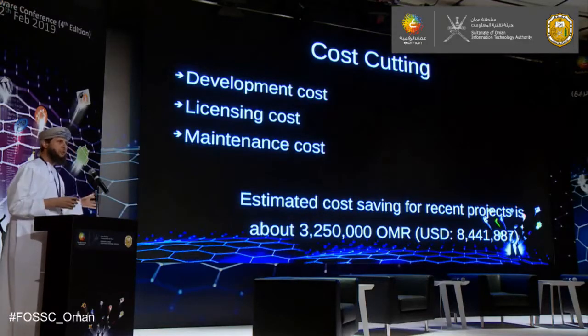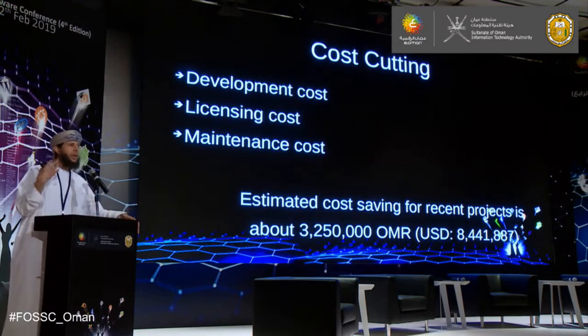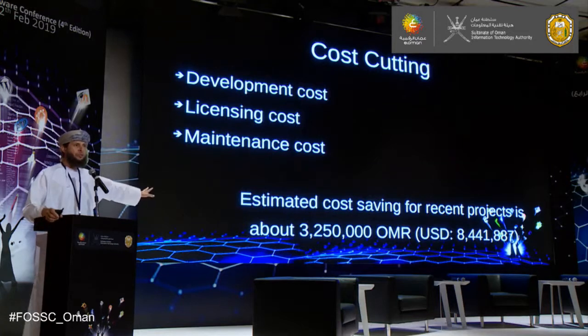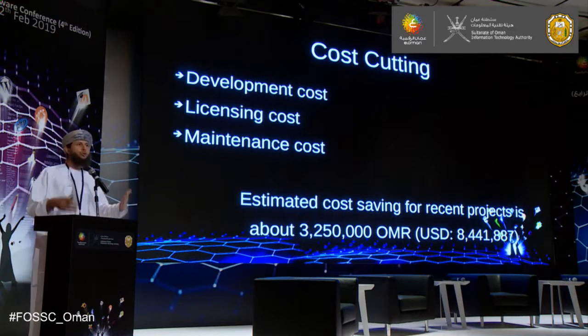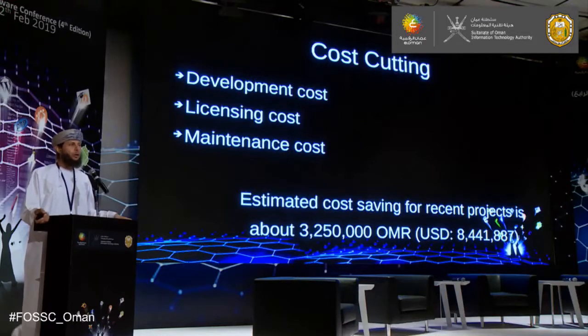Now, what benefits? Of course, cost cutting is one of the major things: development cost, licensing cost, maintenance cost, AMCs, and so on and so forth. That's just a very quick, very rough calculation that I have done. For the systems that I have just mentioned to you, the estimated cost, if we had to procure these and pay for licenses and use non-open source solutions, would be about 3.25 million Omani riyals. That's around $8 million or more, only for the solutions that I've just mentioned to you. And we believe that's a very big saving. So if there is anything else except cost cutting, it is still worth going in this direction. Of course, you have to put the other factors into the picture.